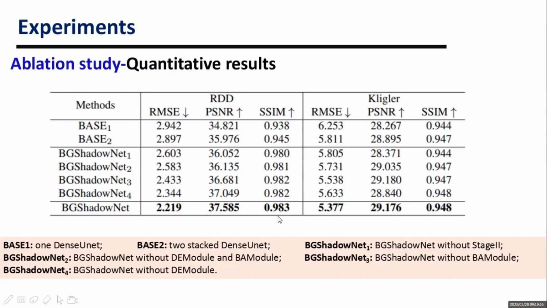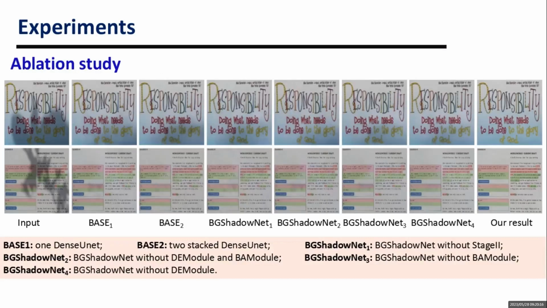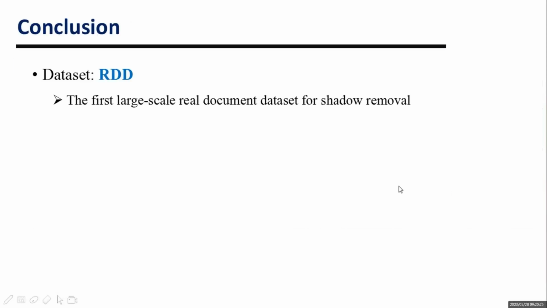We perform ablation experiments using 6 variants for our BG ShadowNet. This table summarizes the quantitative results. From the table, we can observe that the components embedded in the 2 stages can improve the shadow removal results. We also provide some qualitative results, which show that our BG ShadowNet with all the components can produce more realistic results. Finally, we summarize the article briefly.